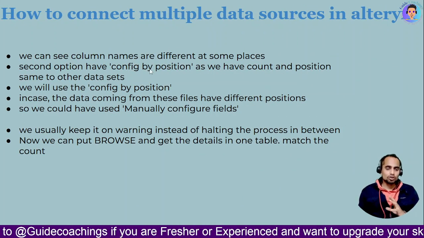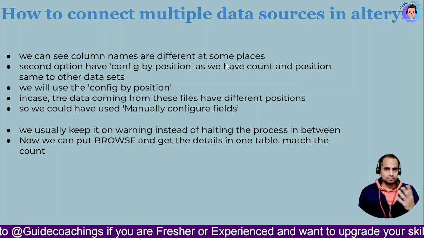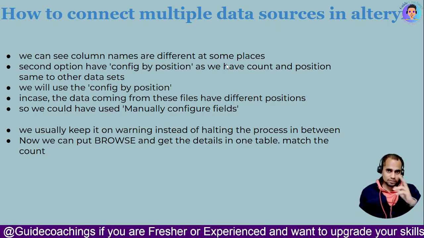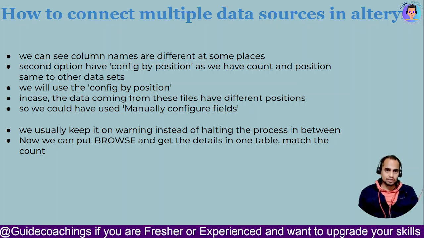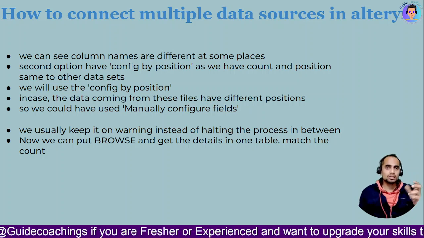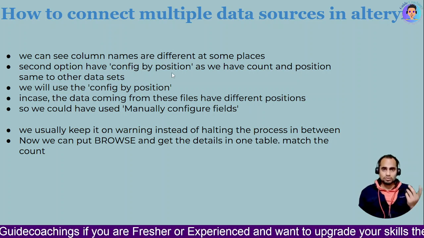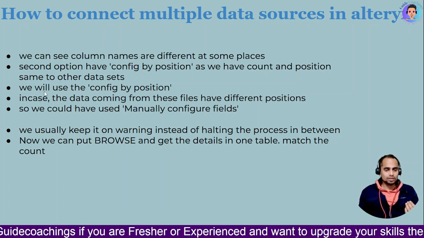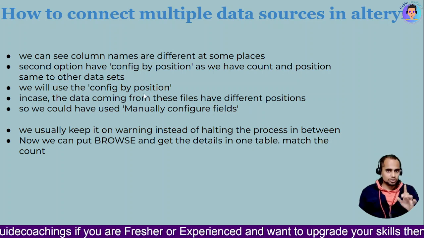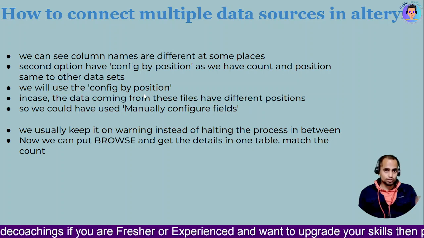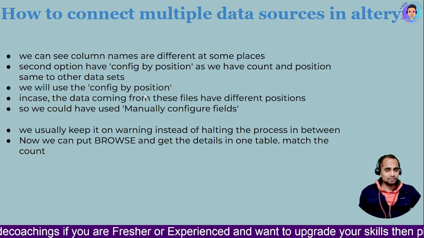Then we can see column names are different at some places. We have already seen how column names could be different, when we were discussing the columns, there are some column names which are different. For the second one we have config by position, so we have selected that. We will use config by position when the position of the columns is the same, but the name might be different.